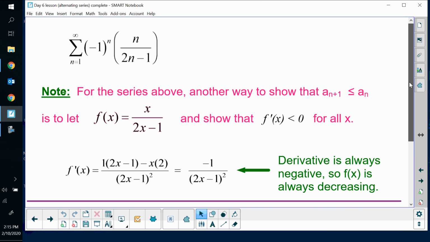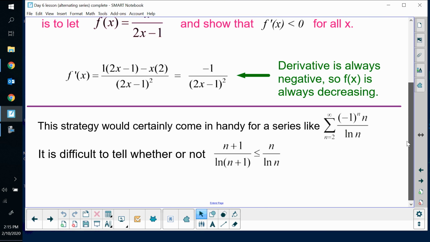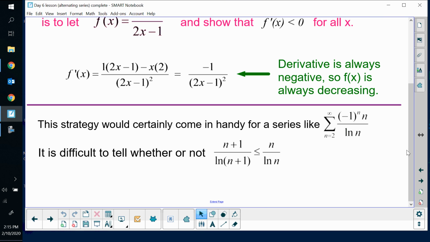So it wasn't that hard to sub into that top one and see it was decreasing, but if we have something like this on the bottom, it could be a bit easier to tell that it is decreasing all the time.